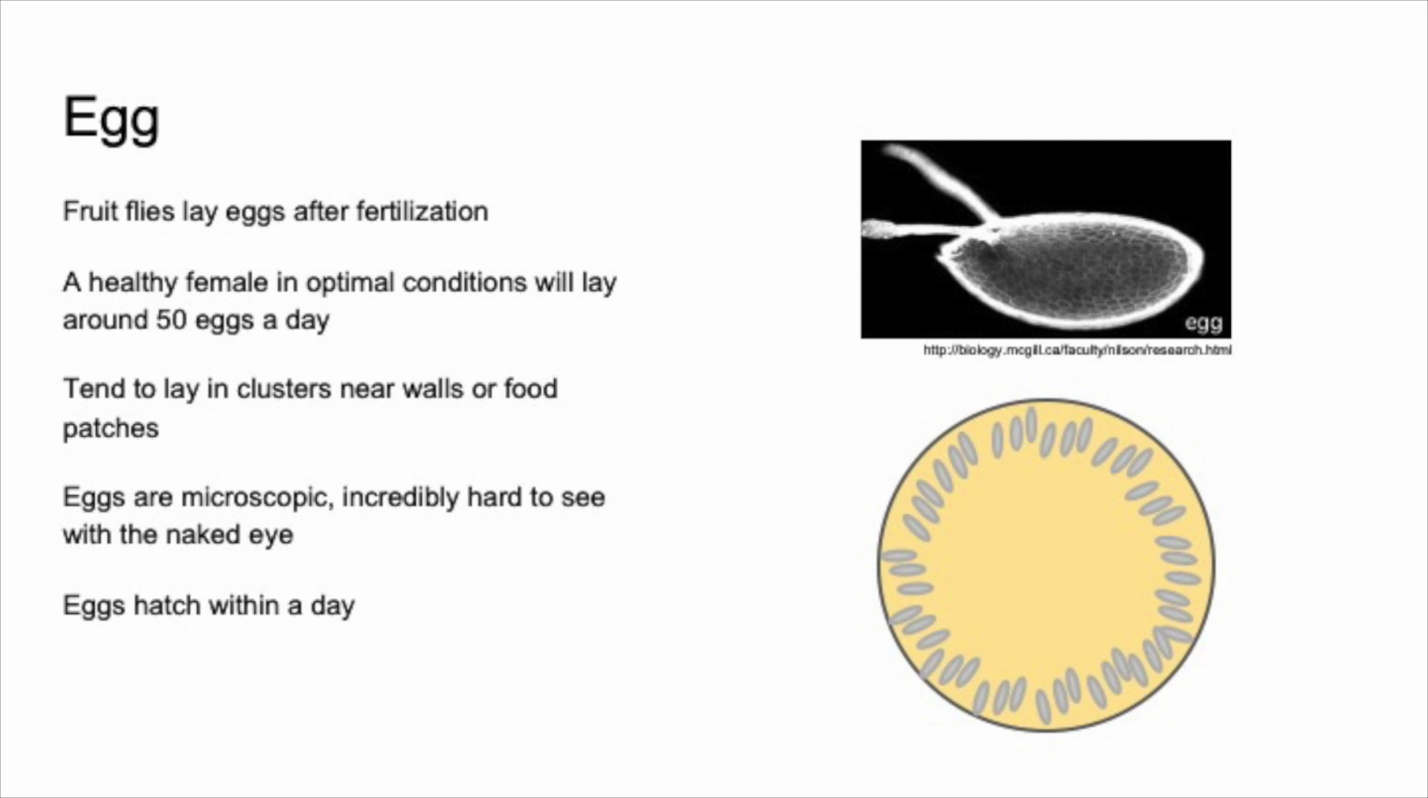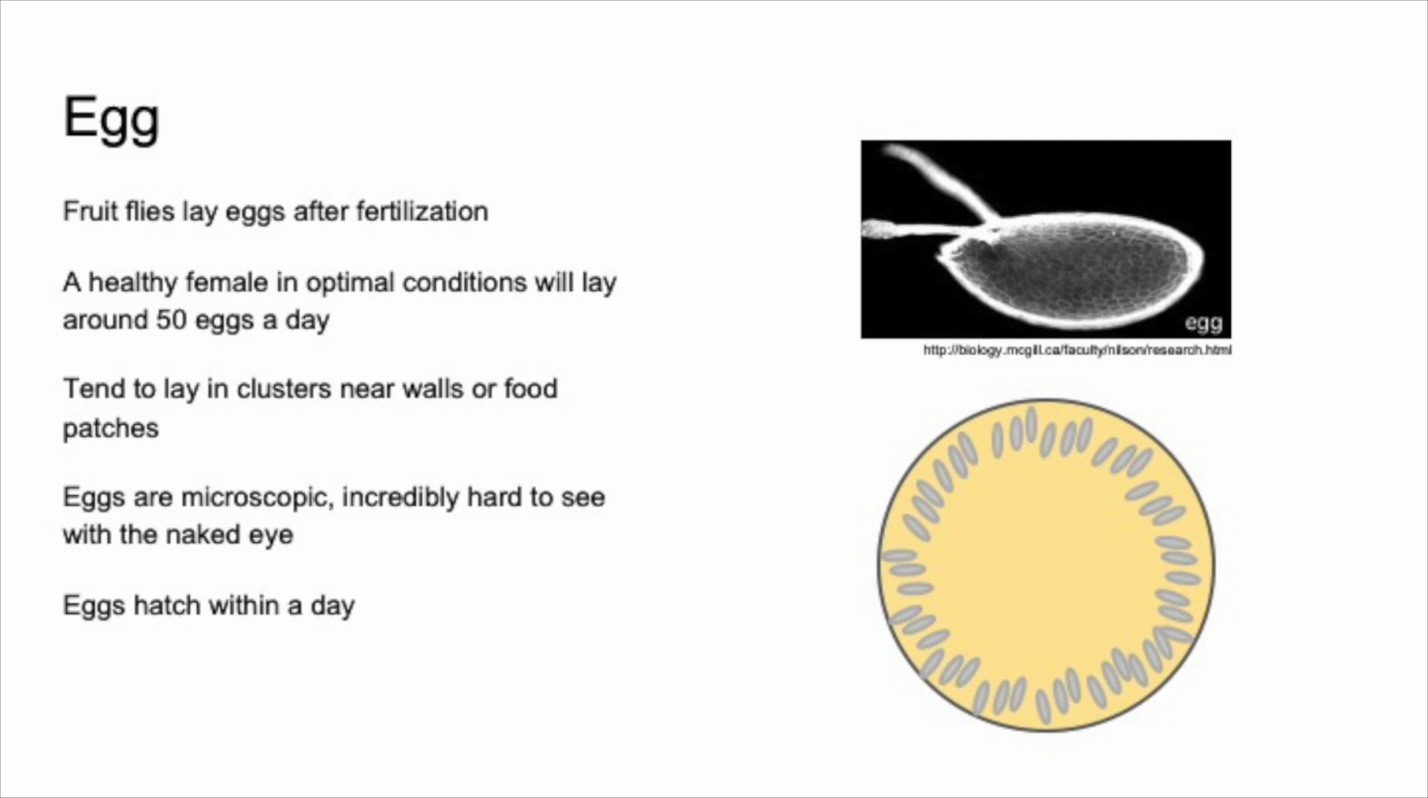Okay, let's briefly cover the major stages of fruit fly development. The first stage of fruit fly development is the egg stage. Fruit flies will lay eggs almost immediately after fertilization, although females will store sperm from a mating almost for their entire life, which they can use to make a continuous number of eggs without needing to be remated.